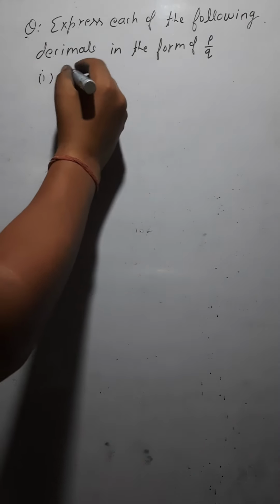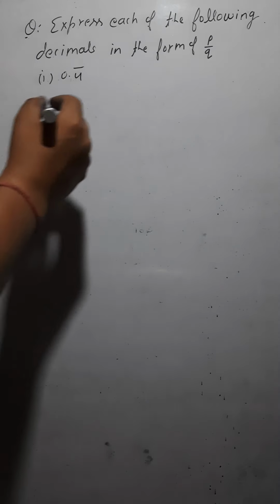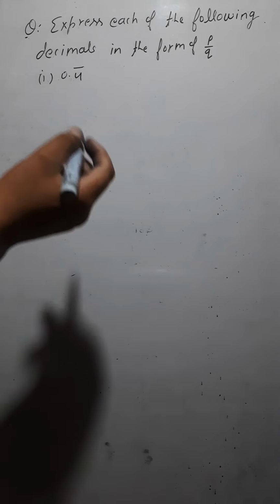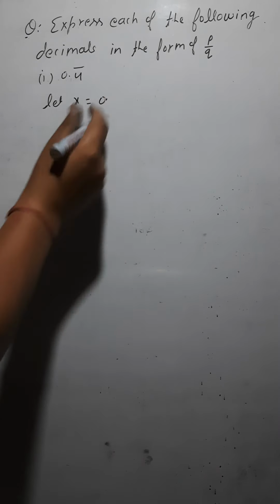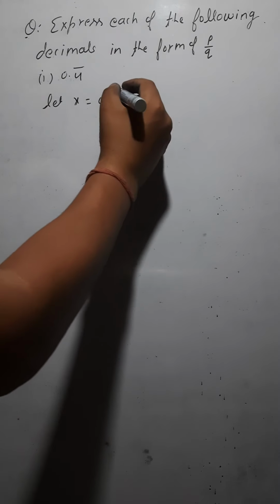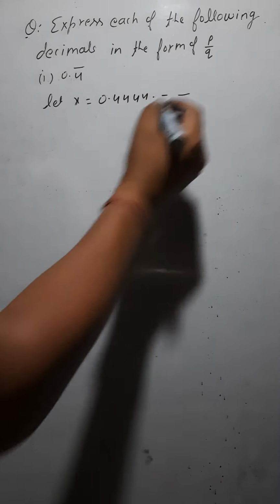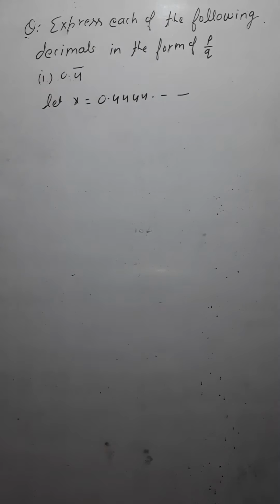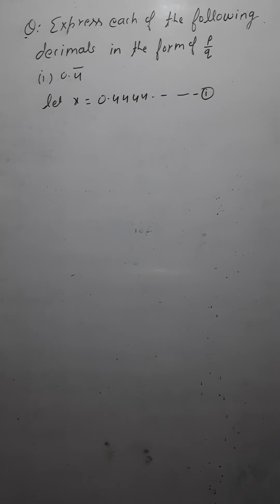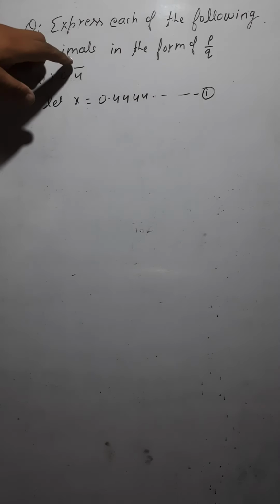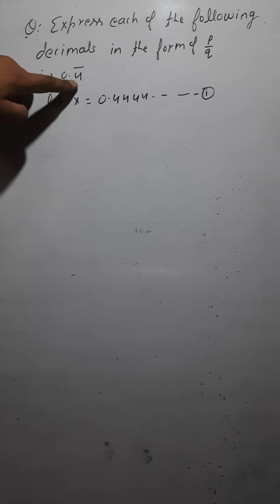The first one was 0.4 bar. So I can write it as: let x equal 0.4 bar, which means the 4 is going to be repeated again and again, isn't it? This is how you write it, because 4 bar is there, so the digit 4 is going to be repeated. Let's say this is equation number 1. Now you count the number of digits under the bar. How many digits are there under the bar? Under the bar there is only one digit, that is 4.